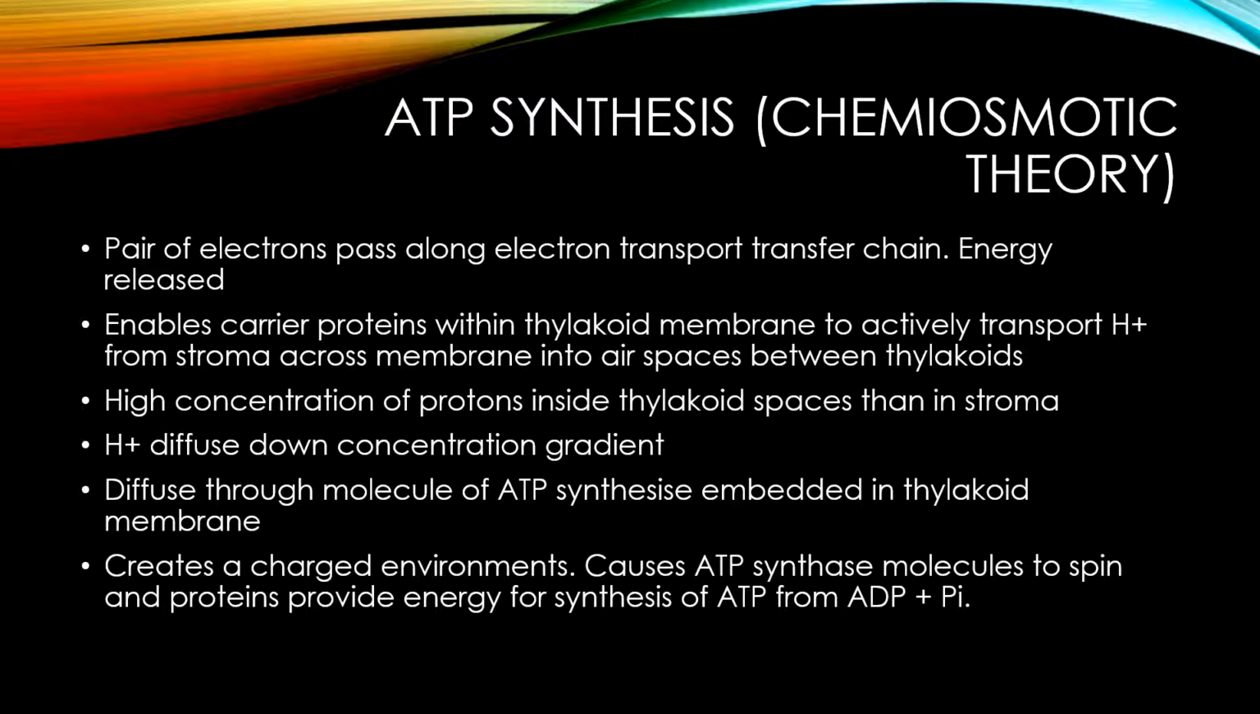This causes hydrogen ions to diffuse back into the stroma, and as this occurs, they go through the ATP synthase embedded in the thylakoid membrane, which creates a charged environment and causes the ATP synthase molecules to spin. This provides energy needed to recombine ADP plus Pi to form ATP.